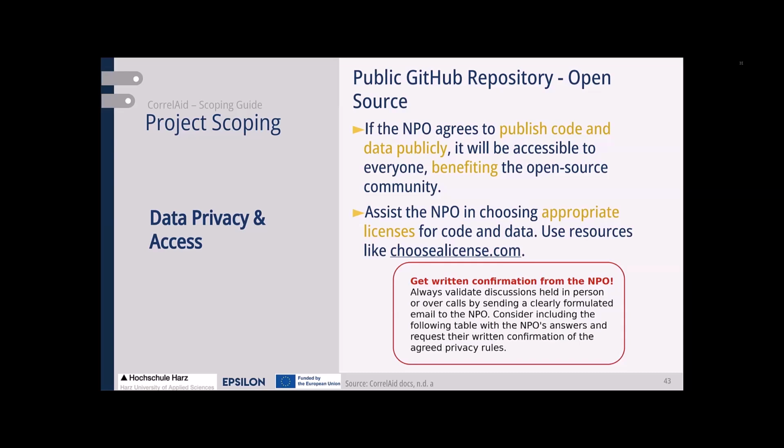And here is one critical remark: as it is a sensitive topic, always get written confirmation from the nonprofit organization. Avoid oral consents, because if you are dealing with data and delicate GDPR questions, you need written information from your nonprofit organization.